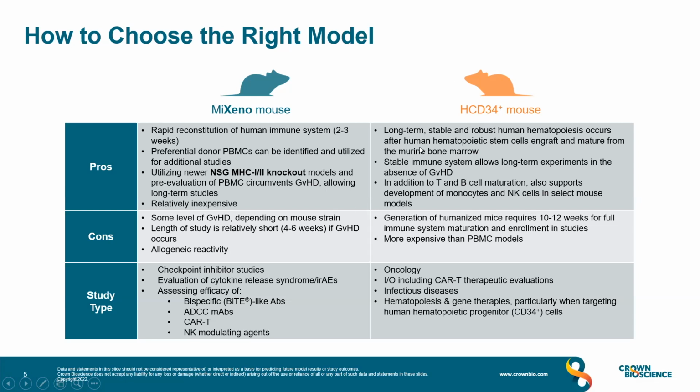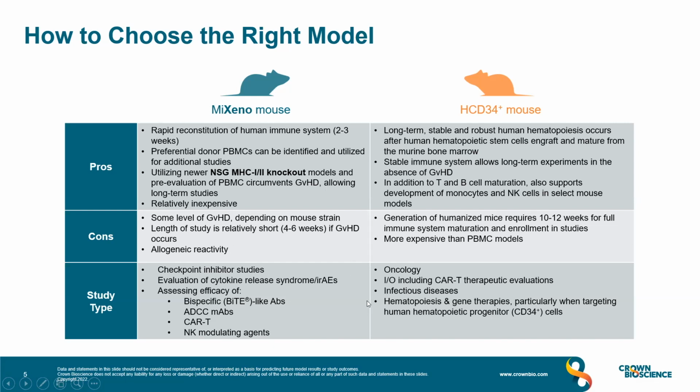In the human CD34 model, again, these are very long-term, stable, robust models that show human hematopoiesis. It's a little bit more of a de novo humanization in that you get stem cells that actually develop into the full range of human immune cells. The human T cells actually get educated on the mouse thymus. So there's very little graft versus host disease, depending on how we construct these mice. And there's also development of monocytes and NK cells in some of these models. The drawbacks of these are obviously it takes 10 to 12 weeks, so it's a much longer-winded process. And these are more expensive than the mixed xeno models.